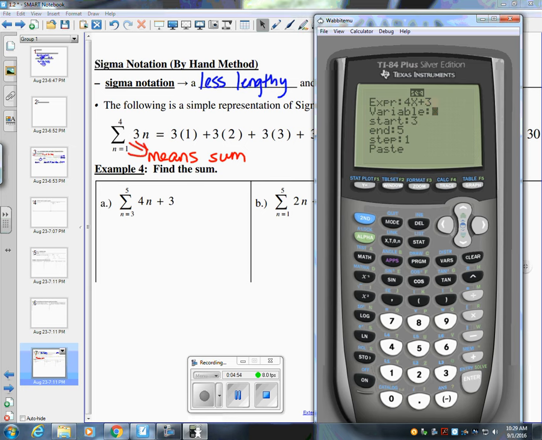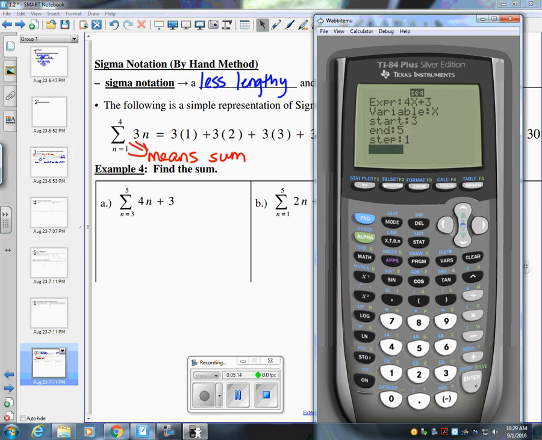The variable we're using is x. The start is whatever's down at the bottom. So we're going to start at 3. We're going to end at 5. And this is always a 1. That's always a 1. Okay?